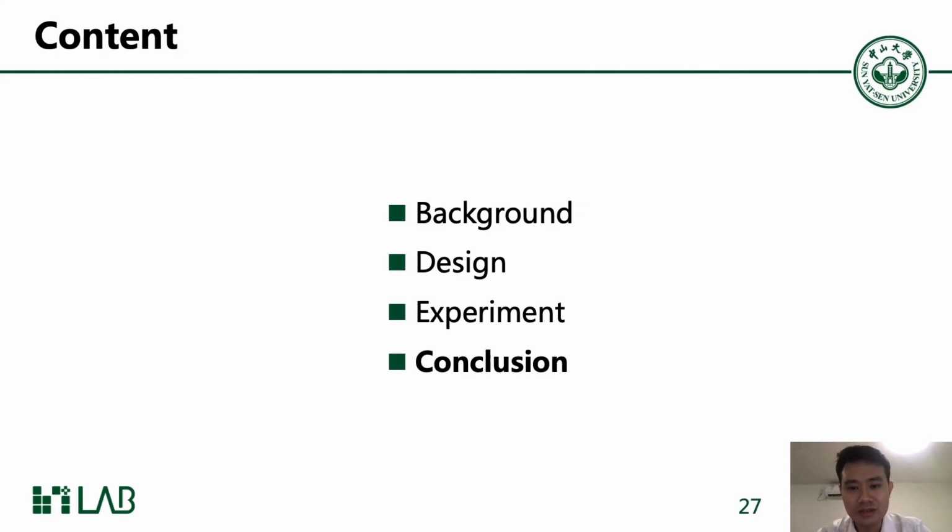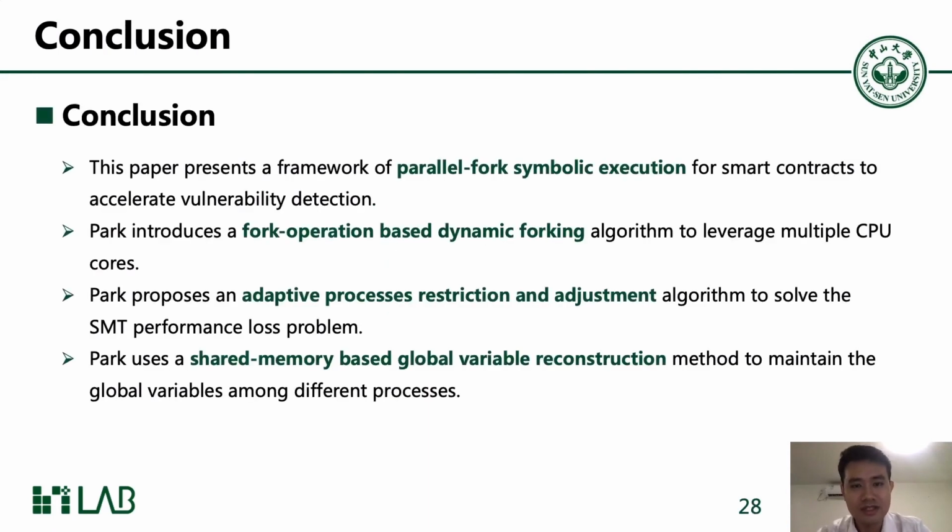Okay, finally is the conclusion. This paper presents a framework of Park, parallel fork symbolic execution, and it introduces a fork operation-based dynamic forking algorithm. It also proposes an adaptive process restriction and adjustment algorithm. It uses a shared memory-based global variable reconstruction method to maintain the consistency.